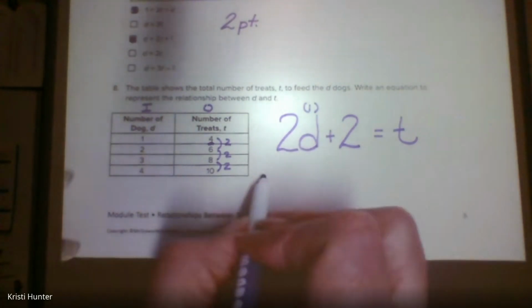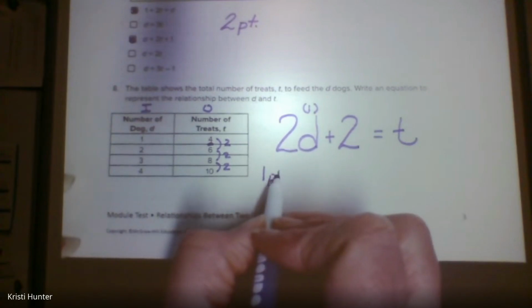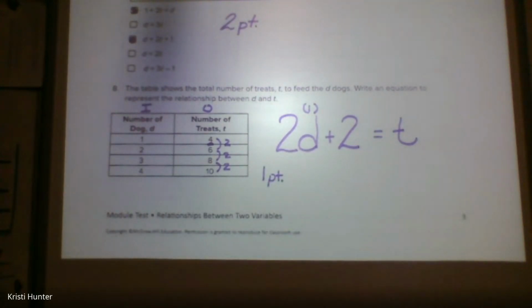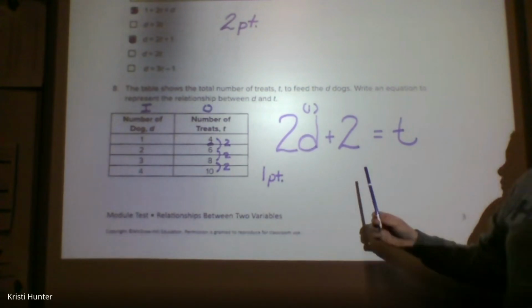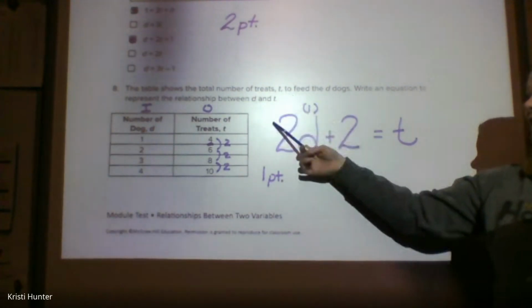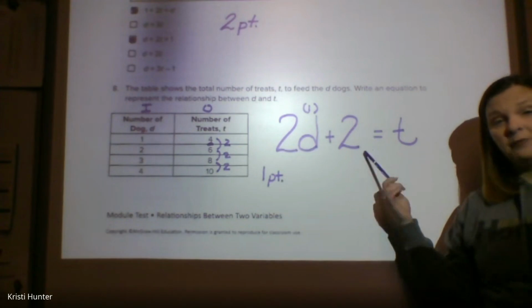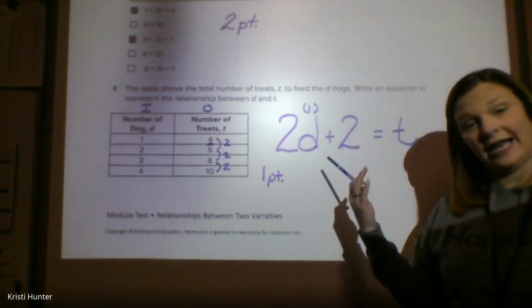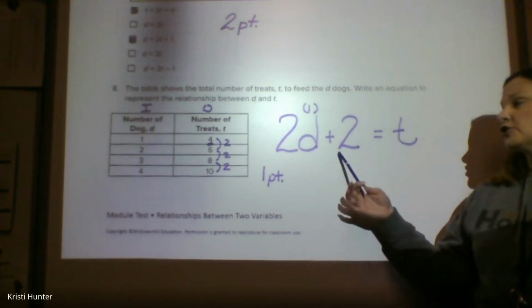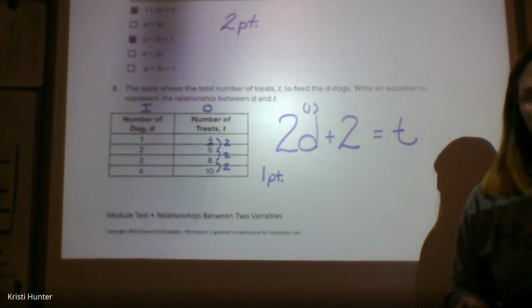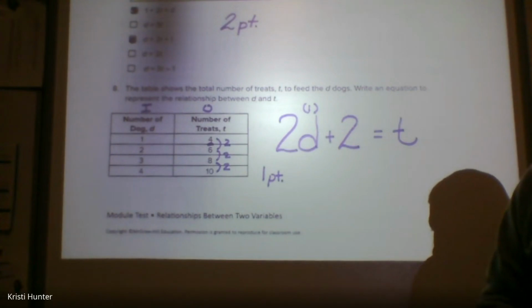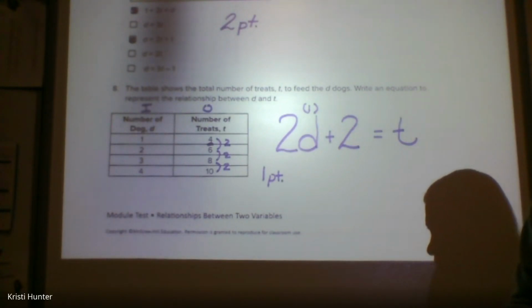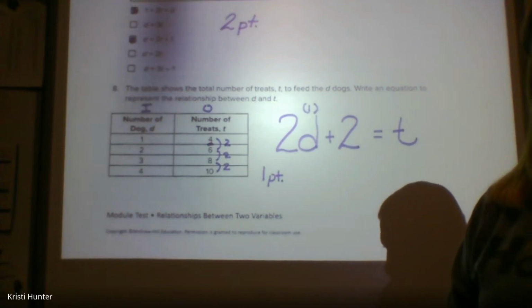And this is also a 1 point. So just a point for writing your equation correctly. So if you would give me the 2D and not add the 2, I would still give you half your point. You got half the equation right. You're just missing the other half of it. Okay? So be careful and make sure you have all pieces of your equation that you need.